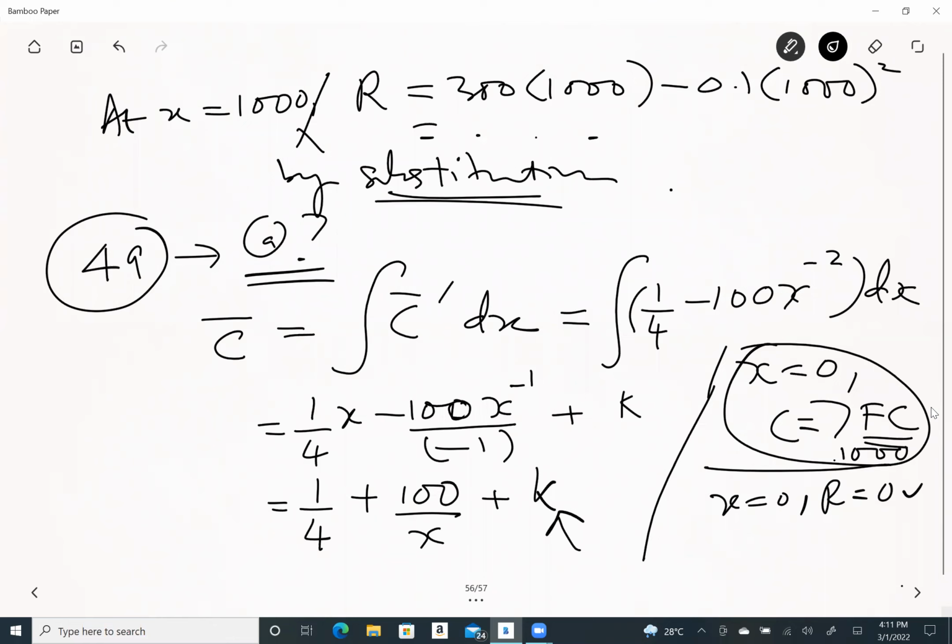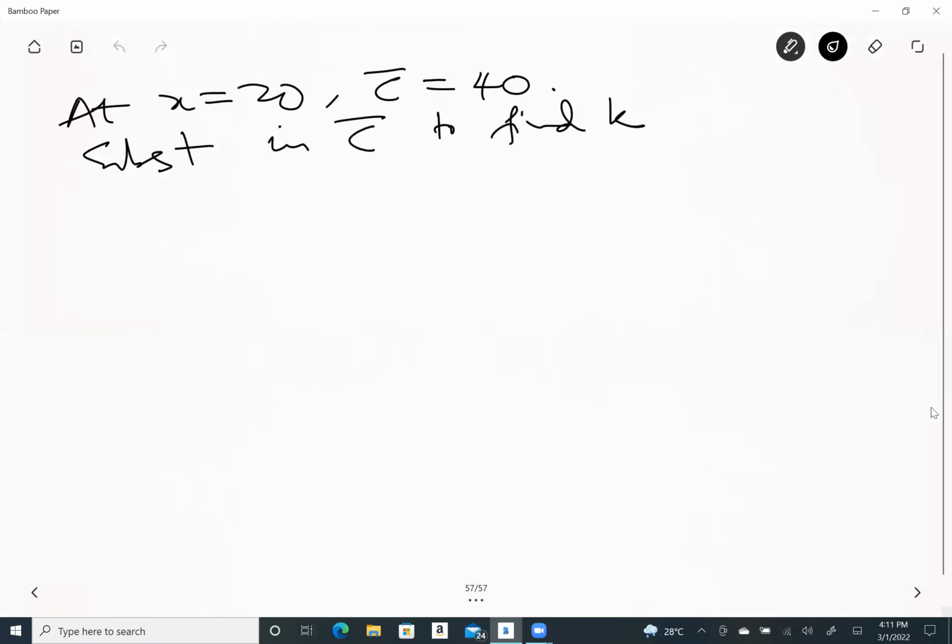Don't forget, I missed that x. How come I missed that? So you got 1/4 x. So you substitute, what do I get? I get 40 equal to 1/4 times 20 plus 100/20. Do you get it?